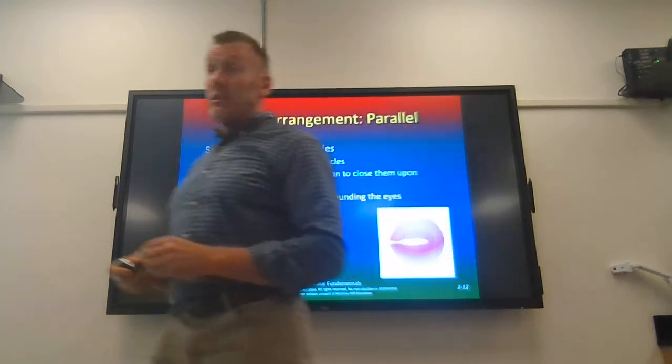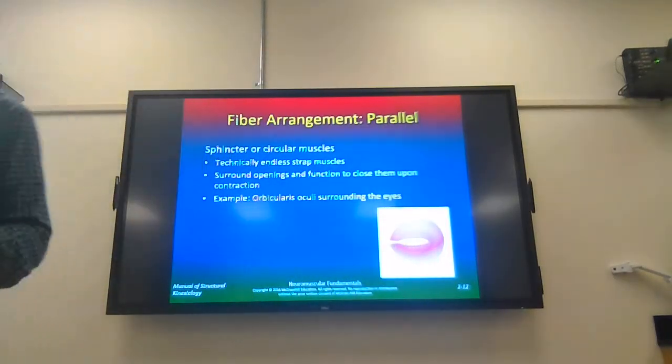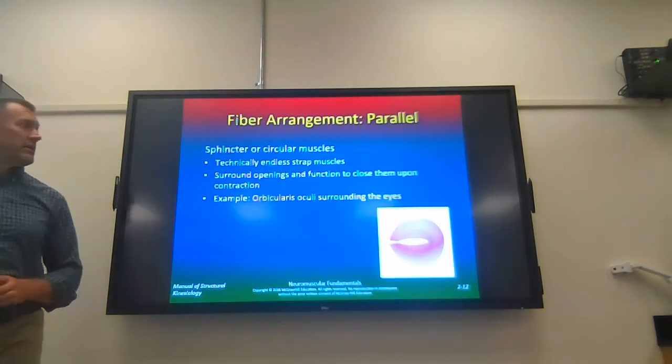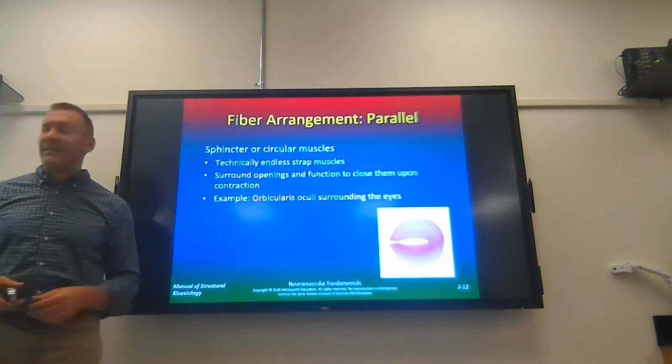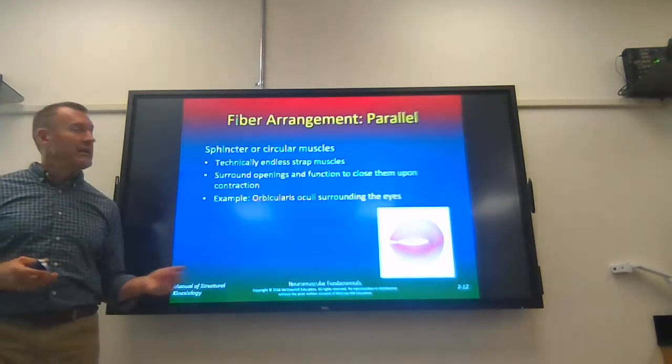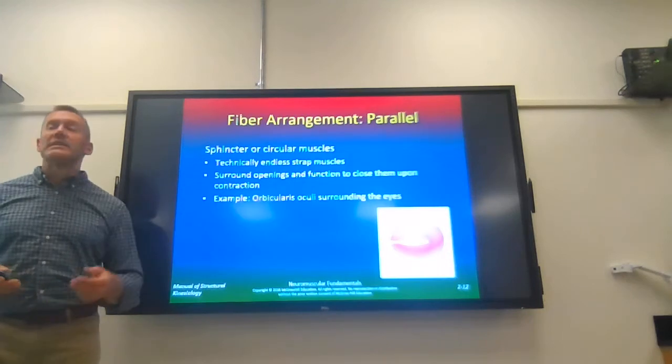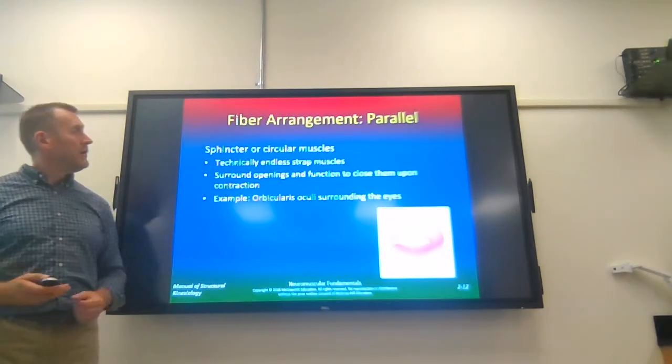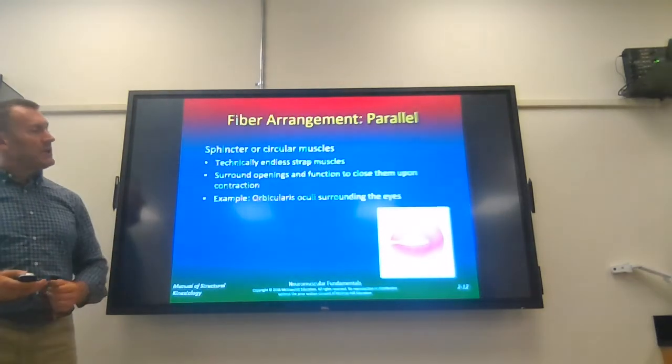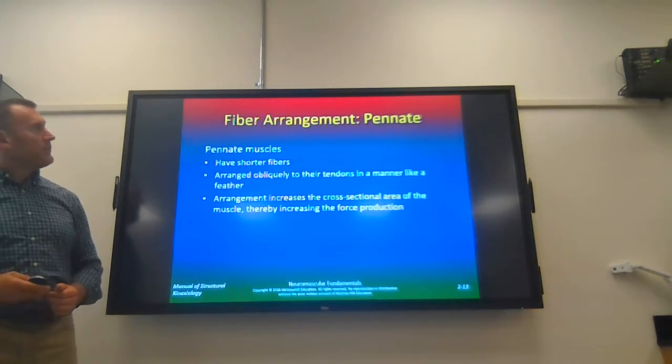Lastly, we have sphincter or circular muscle. We don't study those too much, but orbicularis oculi, okay, open and close your eyes. Orbicularis oris is open and close your mouth. So we don't pay too much attention in this class to those muscles.